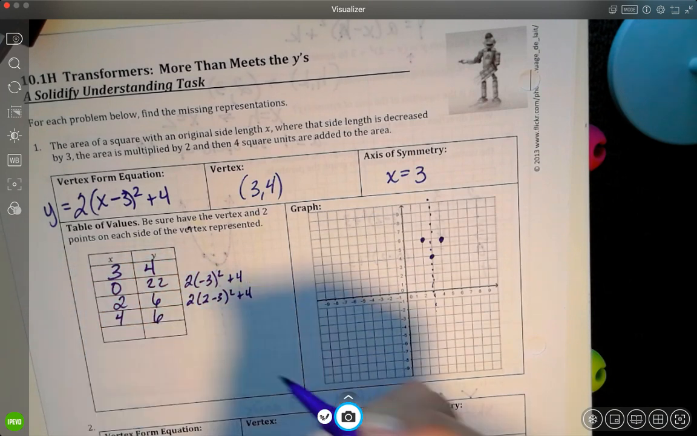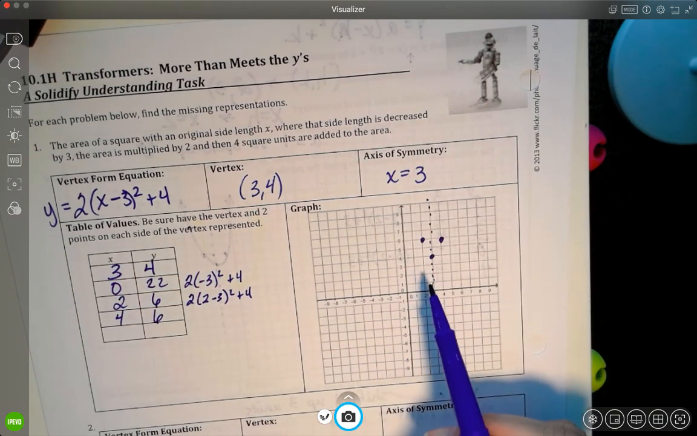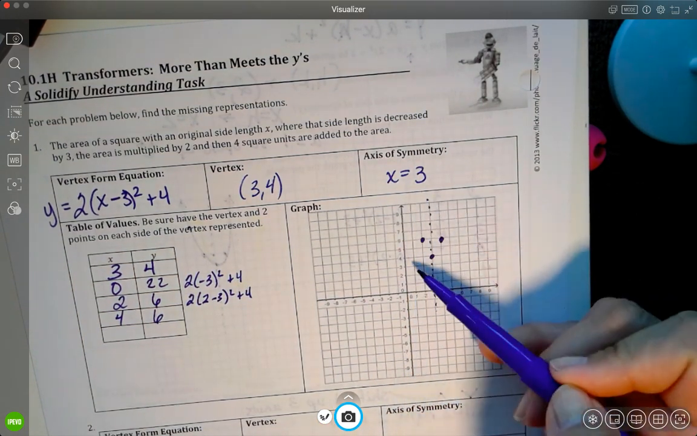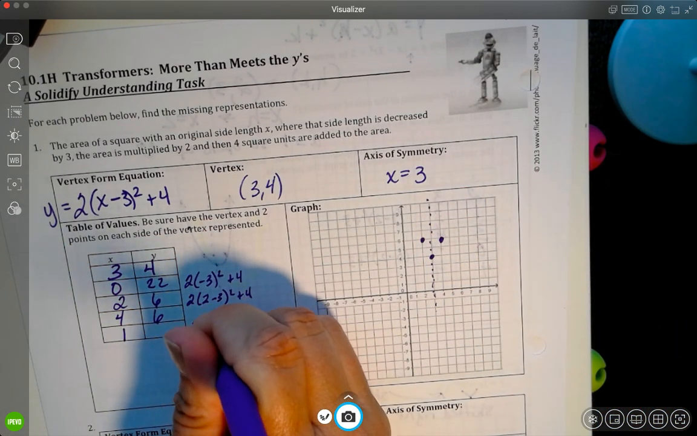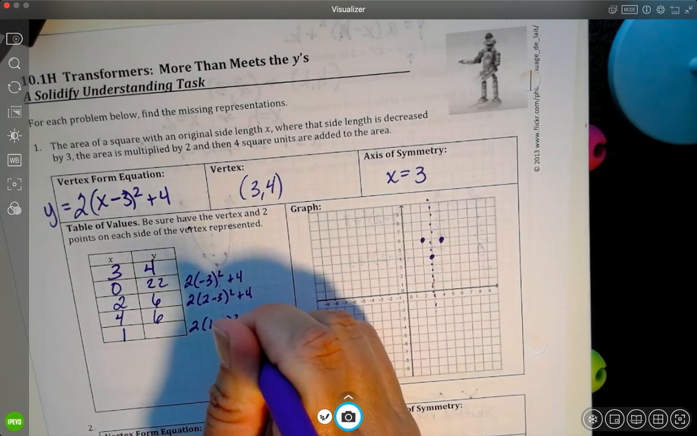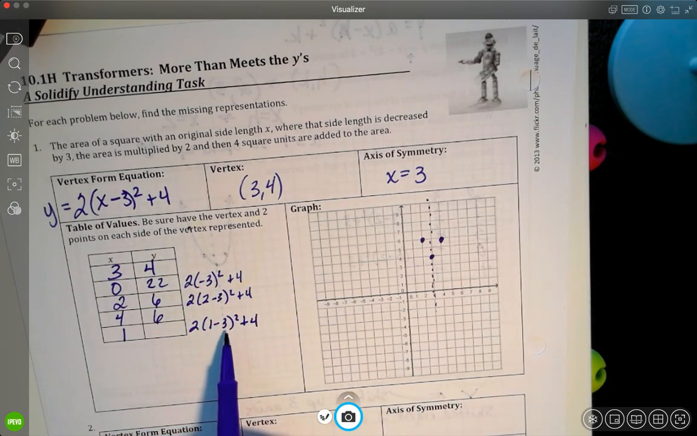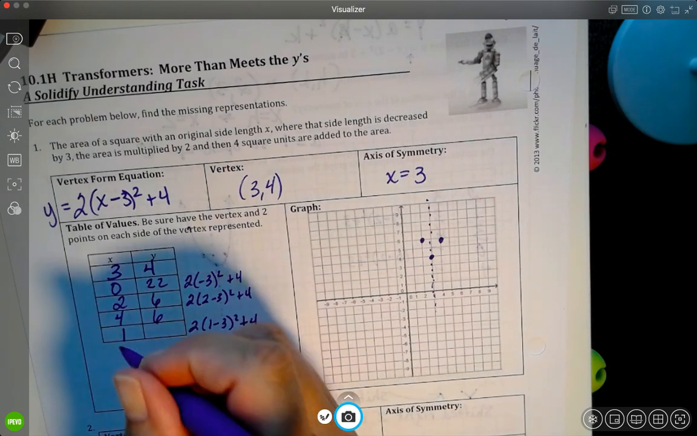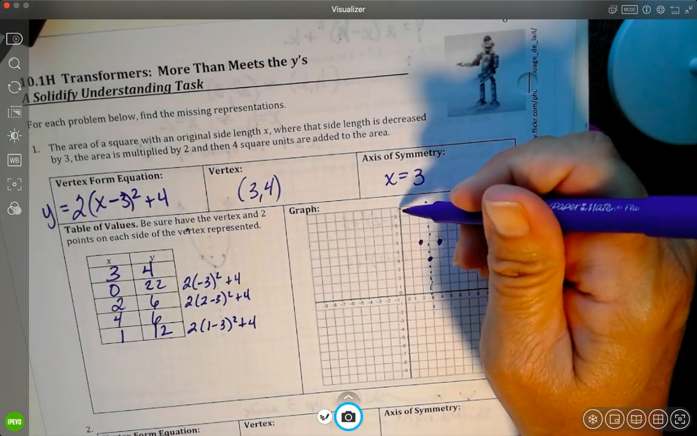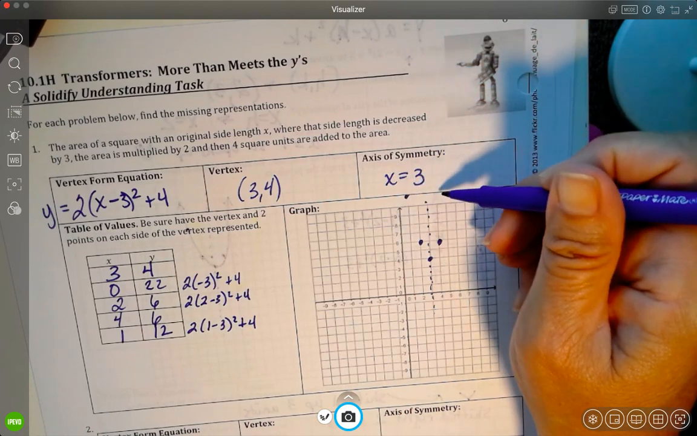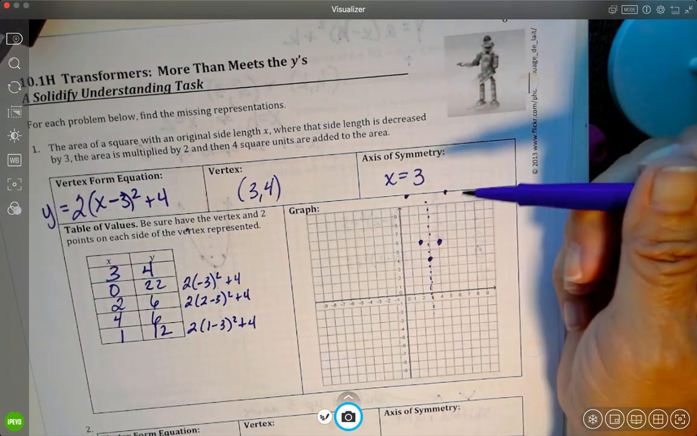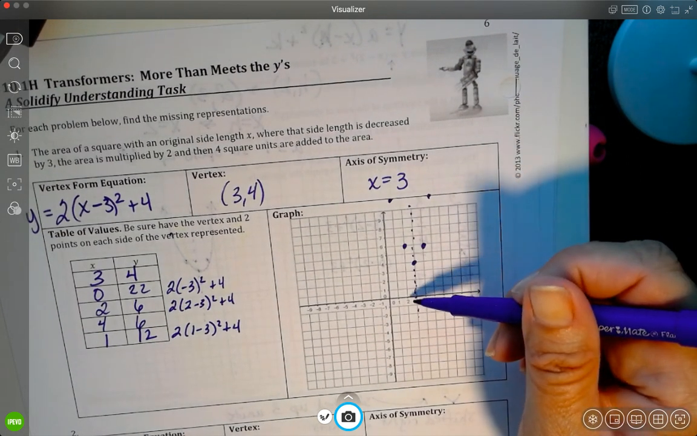All right, but I need at least 5 points. So I'm also going to plug in 1 and just see where it lands. Hopefully it'll fit. So 2 times (1 minus 3) quantity squared plus 4. So 1 minus 3 is negative 2. Negative 2 squared is 4. 2 times 4 is 8. Plus 4 is 12. Well, this graph only goes up to 10, but I can try to graph it up here and then reflect it over here. I probably could have plugged in something like 2.5.